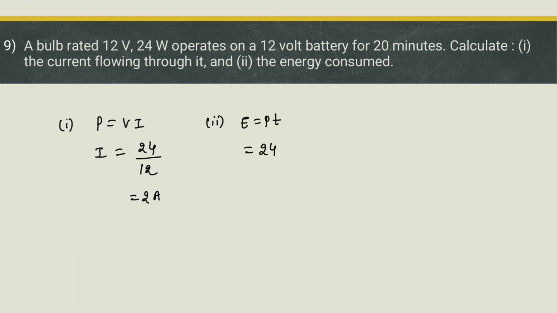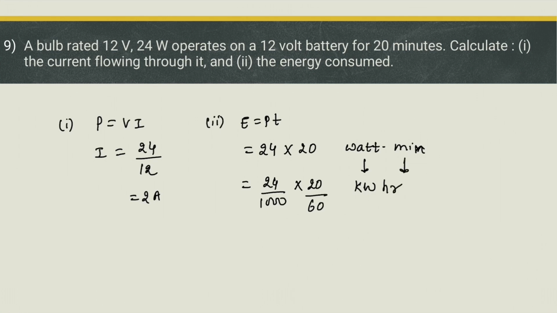And the energy consumed, energy is equal to power into time. Power is 24 watt, time is 20 minutes. So unit is watt into minutes. To convert watt into kilowatt, divide 24 by 1000. So watt is converted into kilowatt. And to convert minute into hour, divide 20 by 60. So minute is converted into hour. 2 threes are 6, 3 eights are 24. So this is 0.008 kilowatt hour.